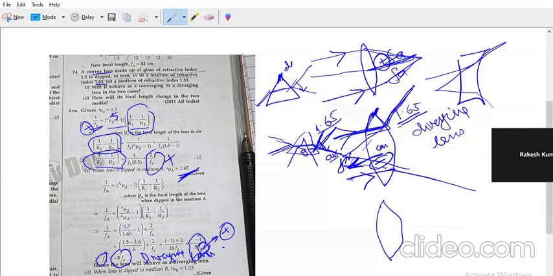Then he uses this, he knows this will come here. So he says this is equal to this, and I'm putting 2 over Fa. This is a positive number, and this is a negative number. Positive into negative is negative. If it's negative, it's a concave lens, a diverging lens. And then the opposite thing.